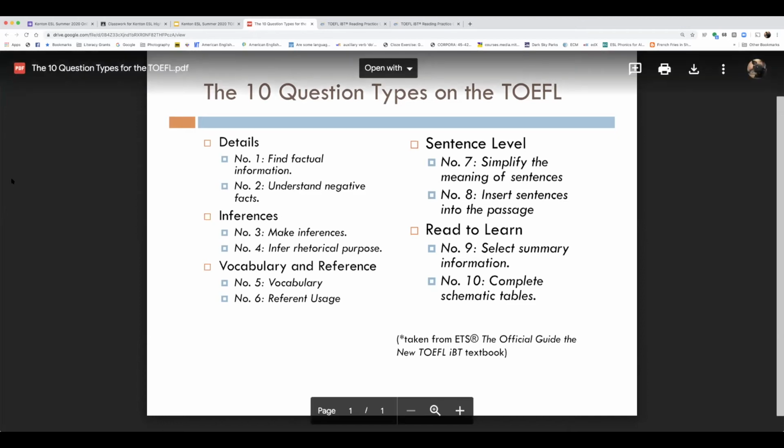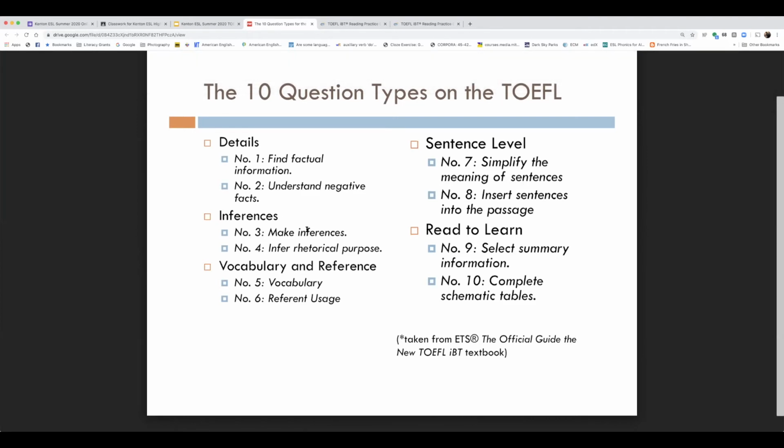Another type of question is called inference questions. Making an inference means basically making a guess. It means looking at information and then guessing what it means. In this case, there are 2 kinds of inference questions. One, just making a general inference, like guessing from the information you're given. And then another is what's called infer rhetorical purpose. That basically means, what does the writer mean when they say something? If the writer says something, you kind of have to guess what the writer is trying to say, okay?